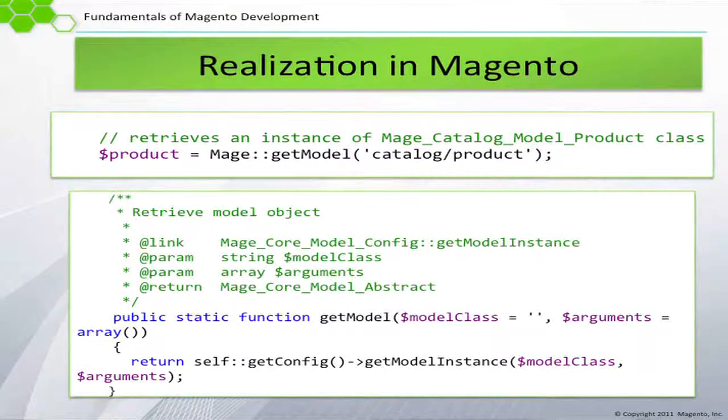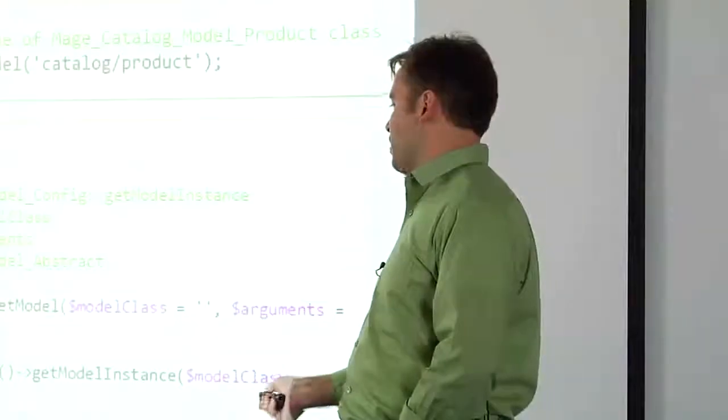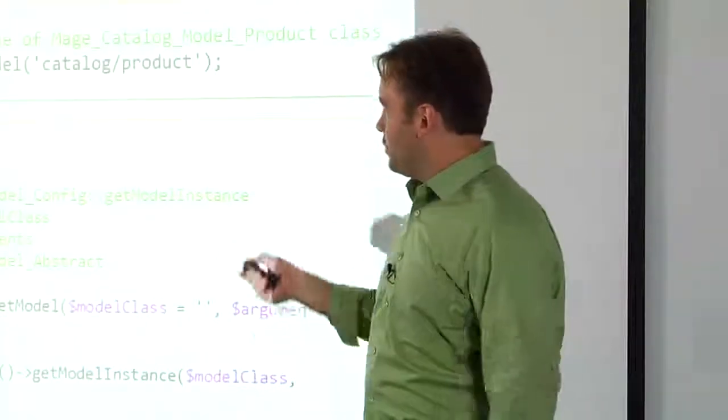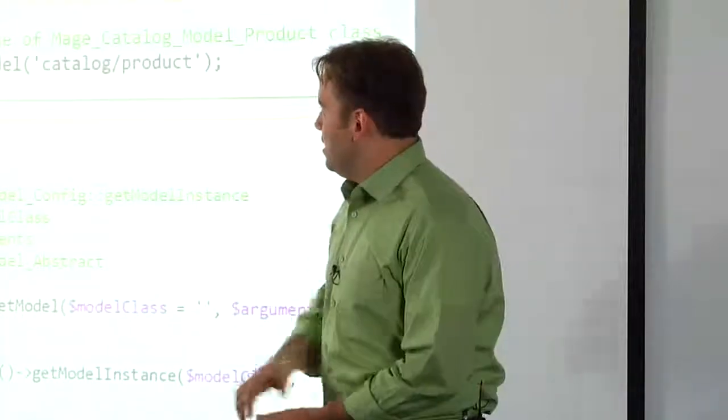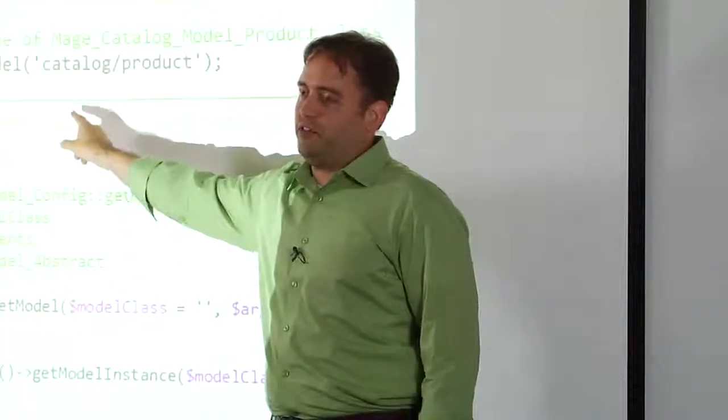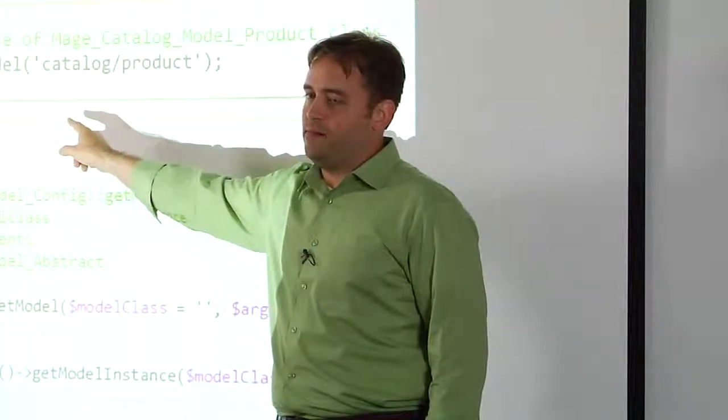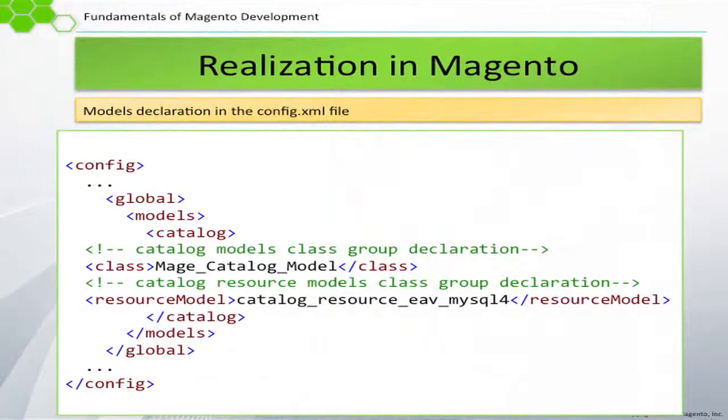Okay? If you want to leave, now's the time. There's no going back from here. Once you go down this road, you're going to start getting really excited. Mage catalog model product, this is what gets it. Here's that call to getModel, and then eventually getConfig, getModelInstance, and so on, which goes through here. This is the important stuff to remember. This is configured. This is a configuration value. This is it. This is everything.